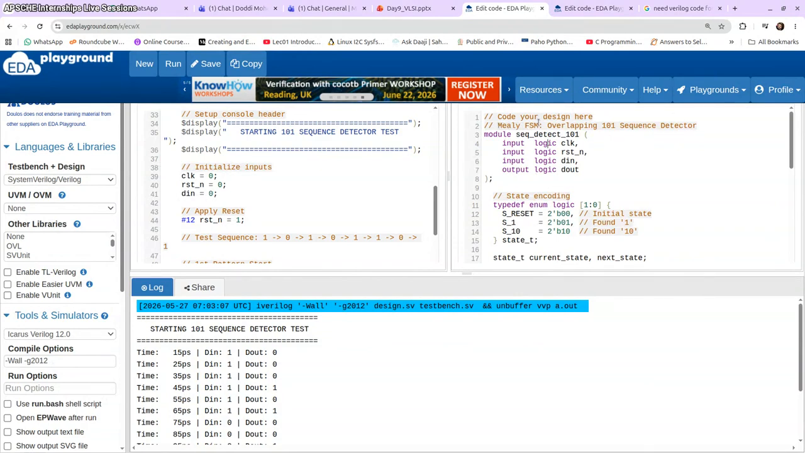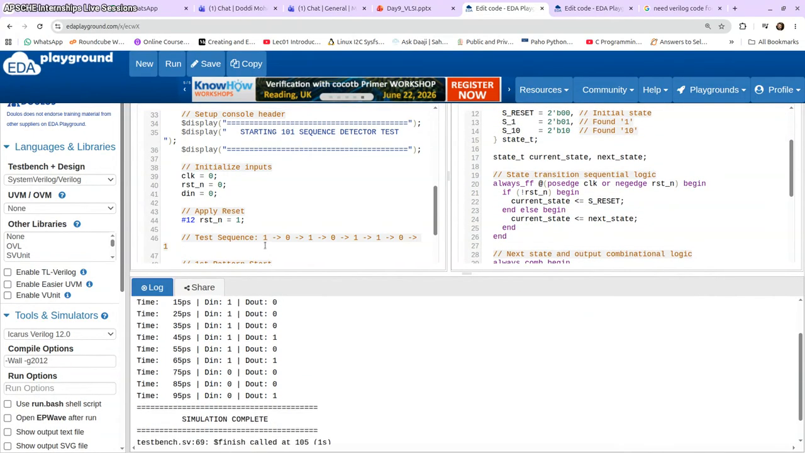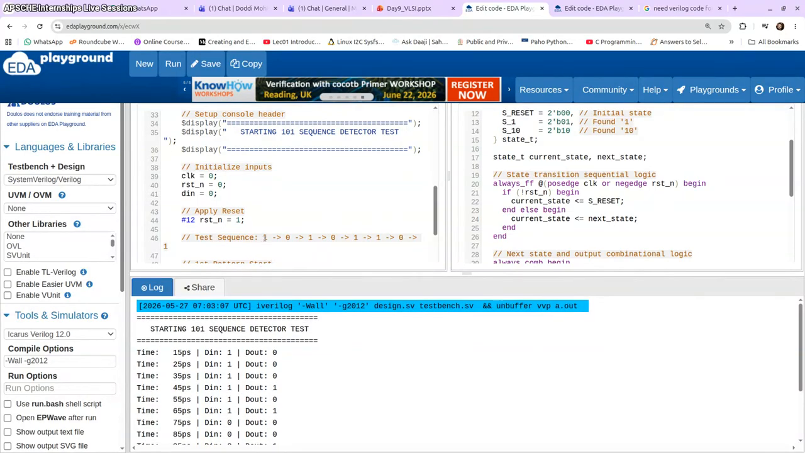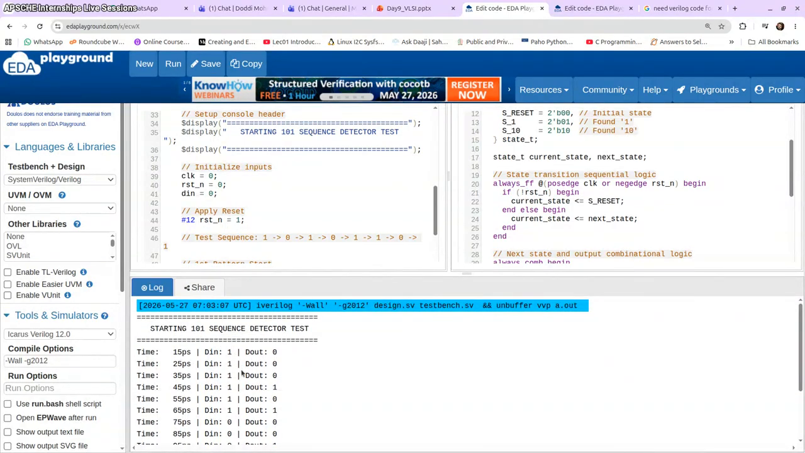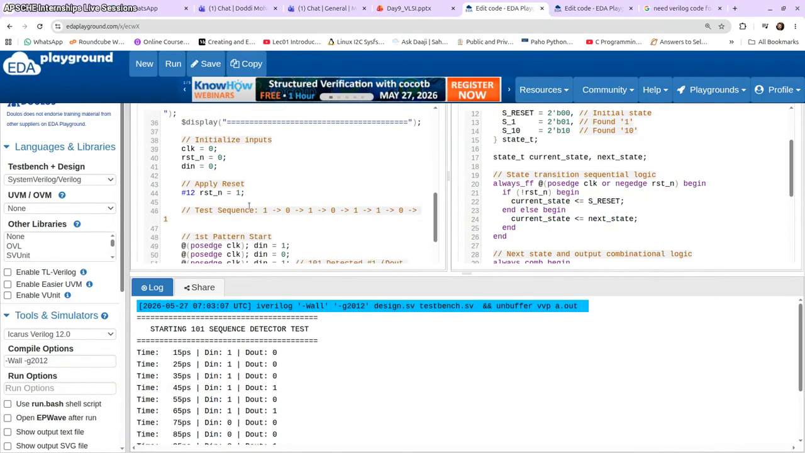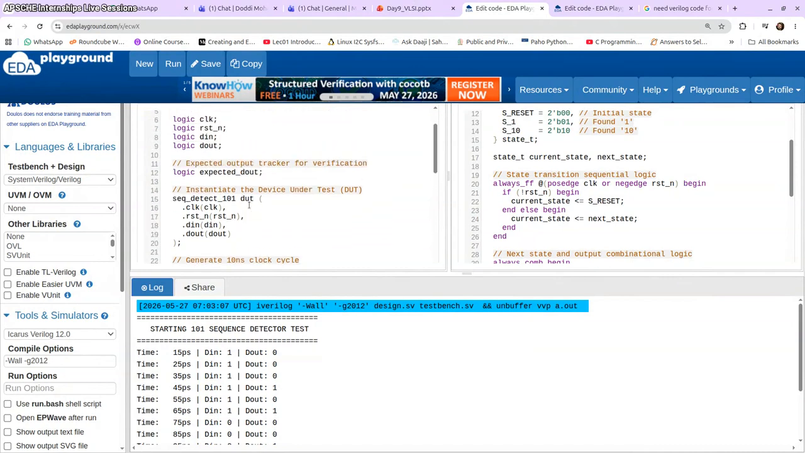Okay, maybe you can try for the Moore machine with a 101 sequence detector. So now you see, this is the test sequence we are trying to give. Now the data input is 1, and next the data output is something it is giving. Okay, at the 15th second, this is the 12th second, at the 15th second. Here is the 5-second clock.